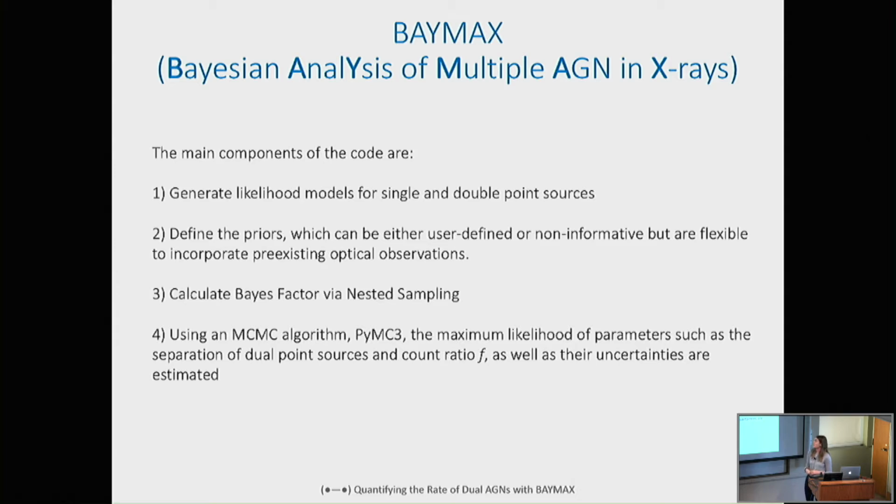And then lastly, using PyMC3, the maximum likelihood of parameters such as the separation and the count ratio, which represents the number of counts that the secondary has with respect to the primary, as well as their uncertainties, can be estimated.